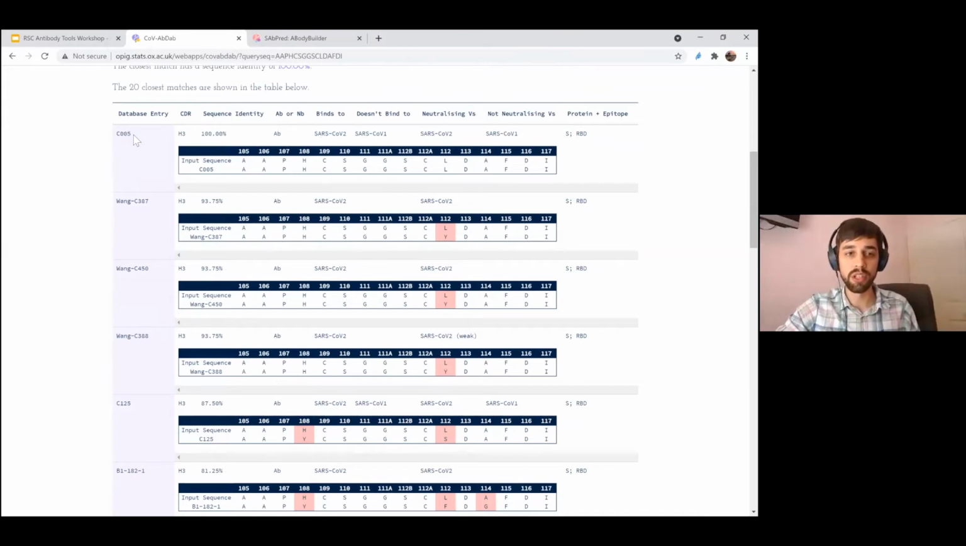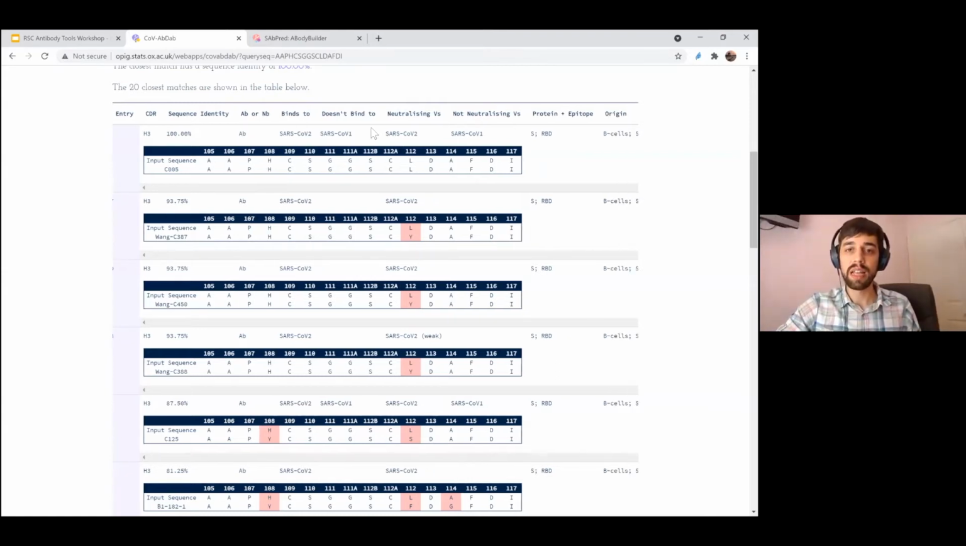So just going along the top row, with this antibody C005, it actually has an identical CDRH3 sequence, which is very, very unusual to just come across by chance. But we can see it binds to SARS-CoV-2, but does not bind to SARS-CoV-1. So it appears to be targeting a binding site that is in some way non-conserved across beta coronaviruses. And this follows through to its neutralization profile as well.